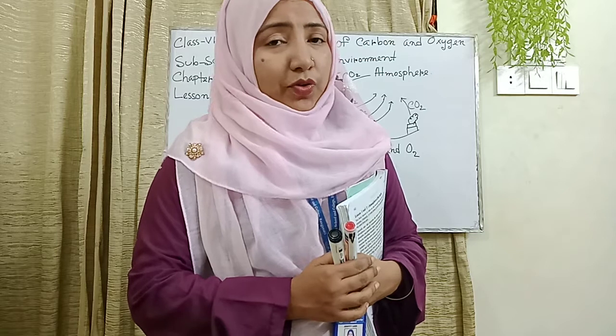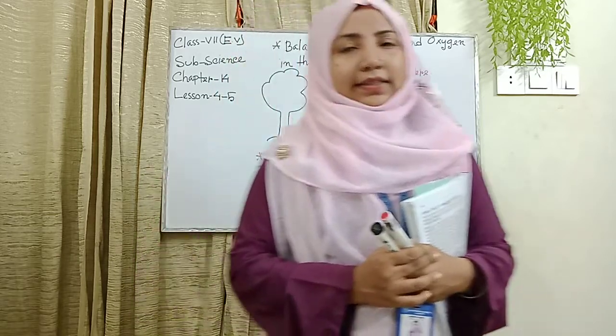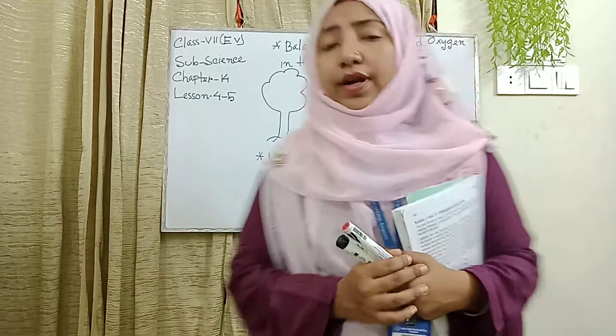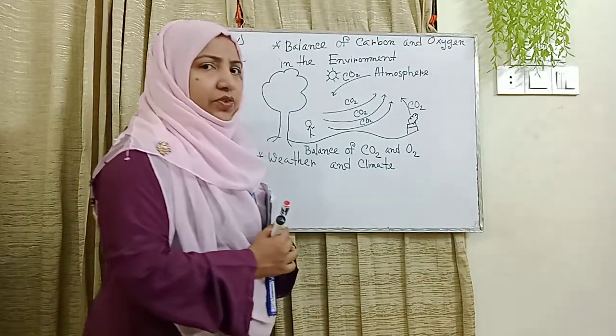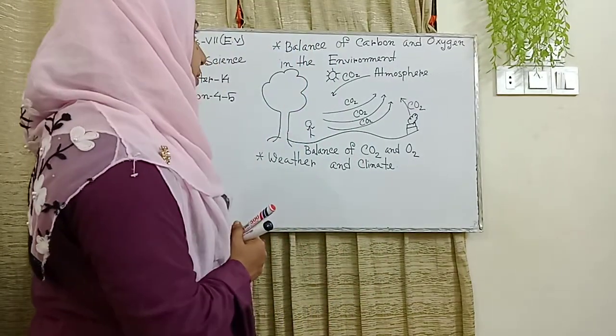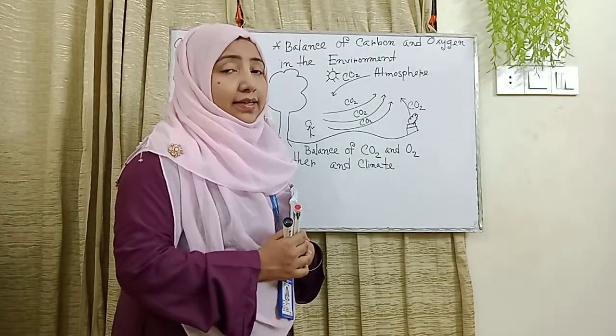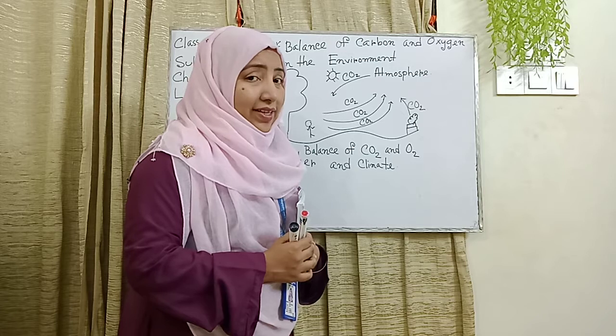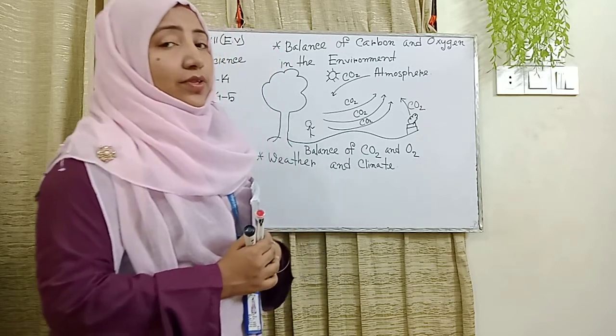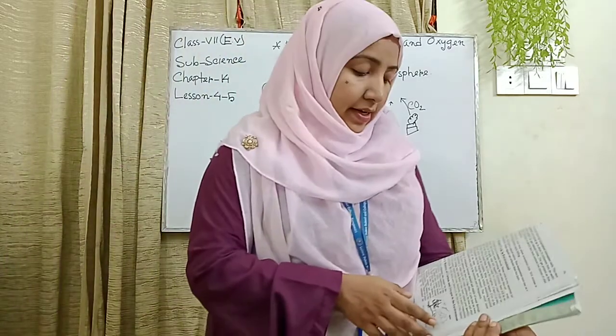Today I am going to start our new chapter. Basically, it's not a new chapter. I also explained in the previous class. Today I will just explain our lessons 4 and 5. Here are lessons 4 and 5. They cover the balance of carbon and oxygen in the environment, climate and weather, and the differences between climate and weather.